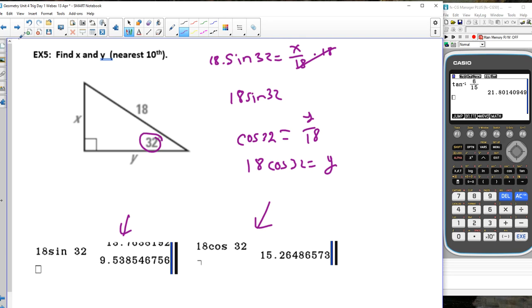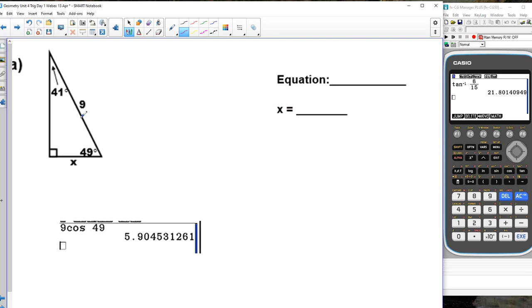Okay, the next one. So here I'm going to solve for x, and again it doesn't matter which one I use. I went ahead and used 49, so this is going to be adjacent. So it's going to be cosine of 49 is equal to x over 9, multiplied by 9 on both sides.